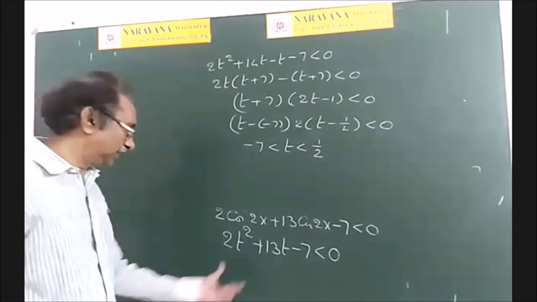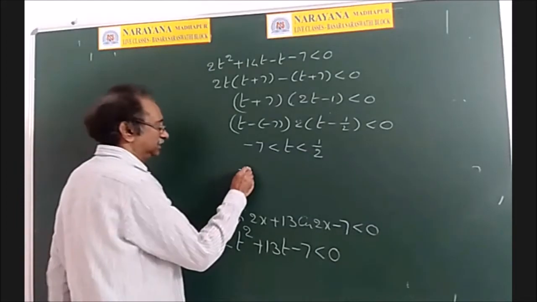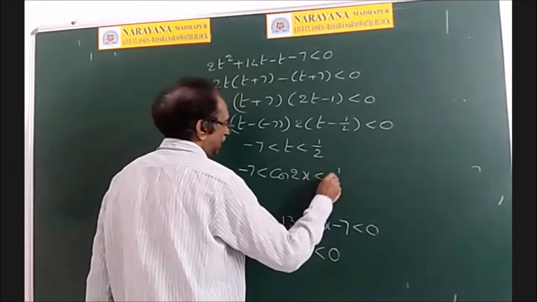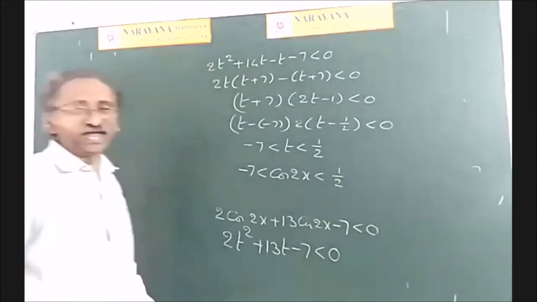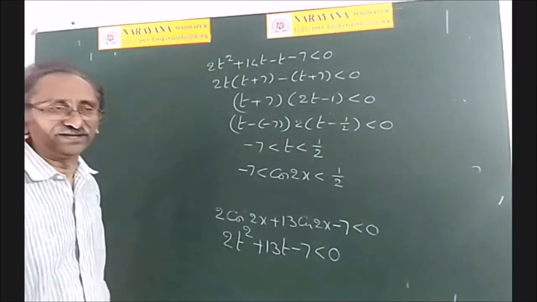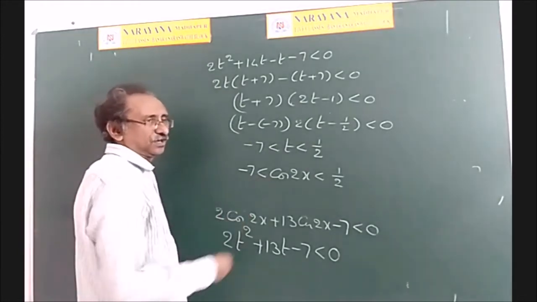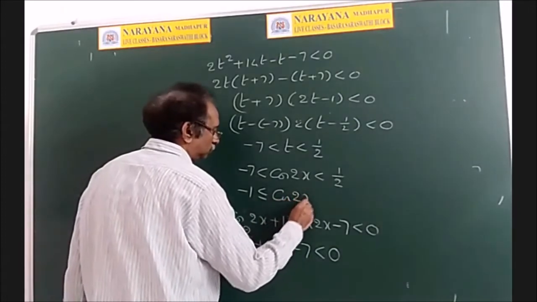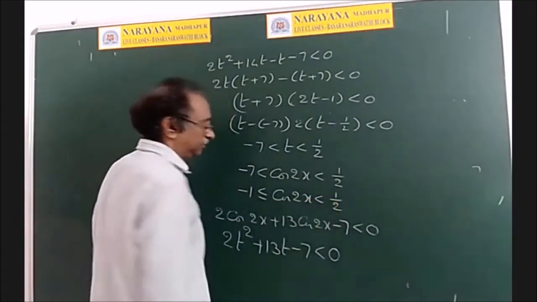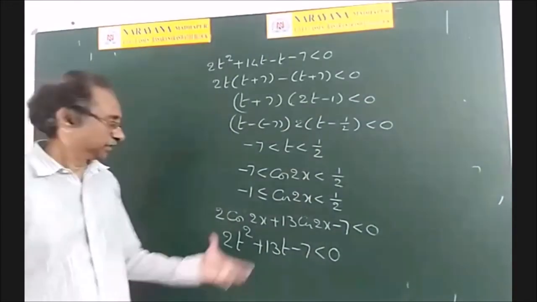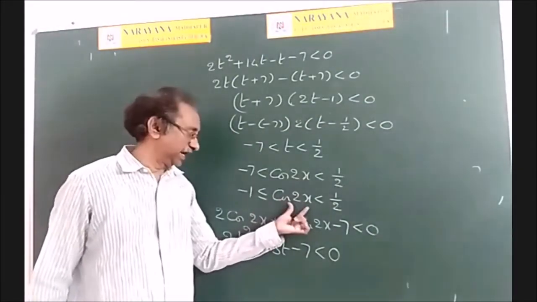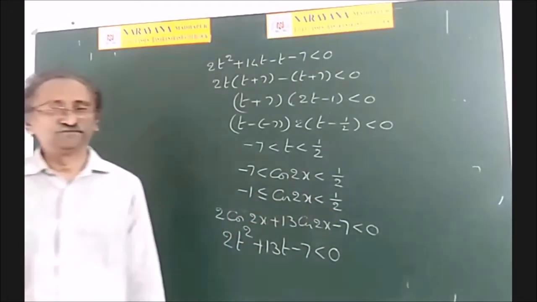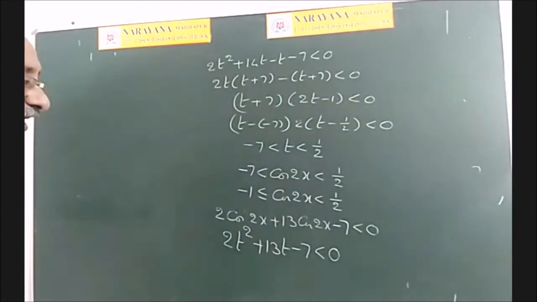But what is t actually? Cos 2x. That is minus 7 less than cos 2x less than 1 by 2. But in fact, cos 2x least value is minus 1 only. So it cannot be minus 7 or like that. Therefore, I can write simply minus 1 less than or equal to cos 2x and less than half. And from the diagram, now we have to get the values of 2x for which cos 2x lies in between minus 1 and half. Right? Now we draw the diagram.